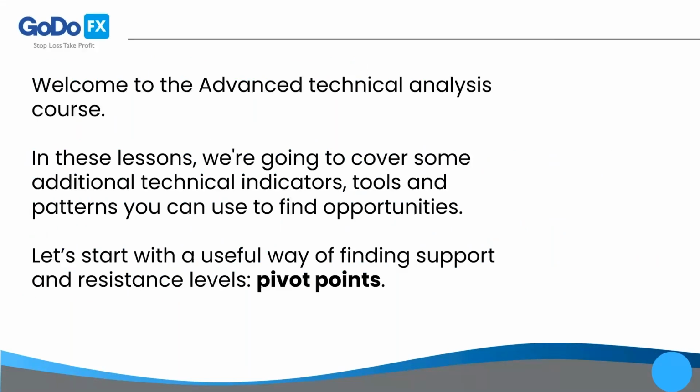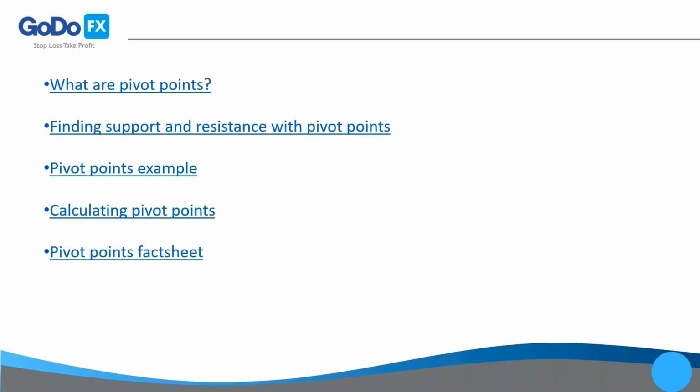So welcome to the Advanced Technical Analysis course. In these lessons, we're going to cover some additional technical indicators, tools, and patterns you can use to find opportunities. And this will be on during this whole month. We will be discussing all the advanced technical analysis. So let's start with a useful way of finding support and resistance levels called pivot points. Our topics are: what are pivot points, finding support and resistance with pivot points, an example about pivot points, how to calculate pivot points, and the pivot points fact sheet.